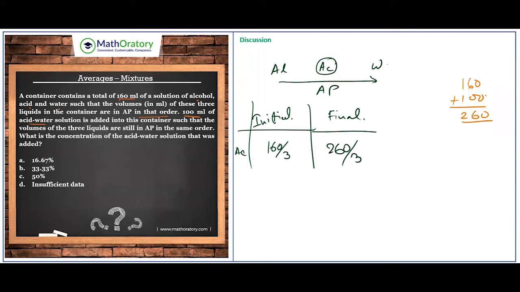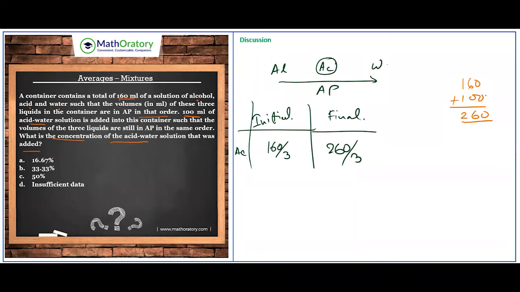Now, what are we looking for? We know that this is the amount of acid in the initial and final. What are we looking for? What is the concentration of acid in the acid water solution that was added? I think this would have been the concentration of any one of them. I mean, both are not in the options anyhow. The question should be the concentration of acid in the acid water solution that was added. So that is what we are looking for, right?